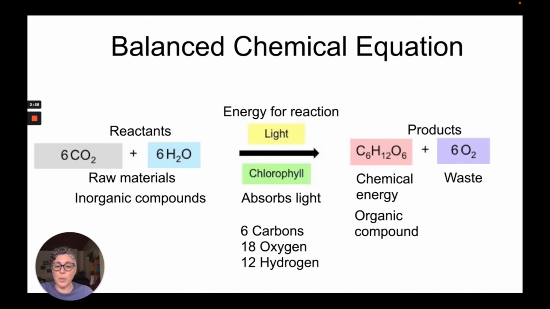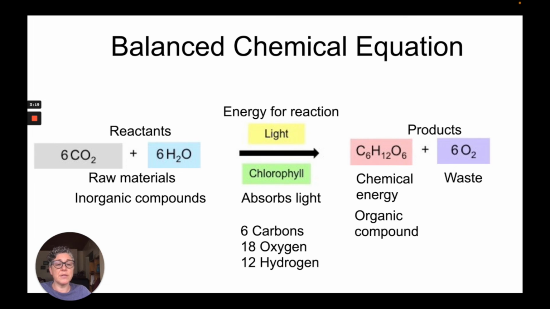And then we have 12 hydrogens. That is the 6 times the 2 on the hydrogen gives us 12. So we have 6 carbons, 18 oxygen, 12 hydrogen for the reactants. Remember, all of that gets ripped apart, and we talked about how that happens. Now let's take a look at the products. This needs to be equal.